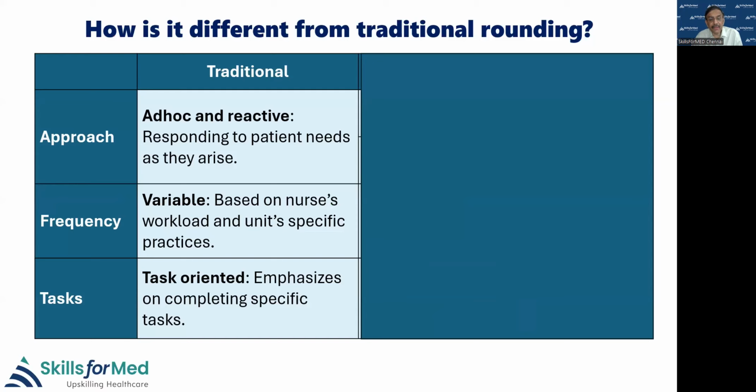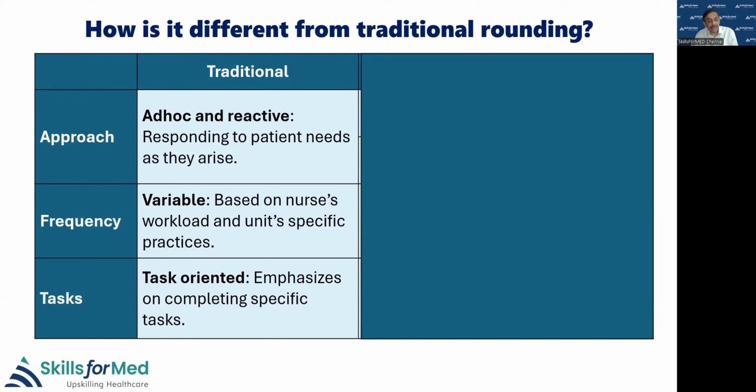Now, how is it different from traditional rounding? If you look at traditional rounding, it is ad hoc and reactive, that is, responding to the patient needs as and when they arise. There is no proper schedule, and therefore you do it whenever it is necessary, as quickly as possible. The frequency of the traditional rounds is variable based on the nurse's workload and the unit specific practices. So maybe you do a medication round once in a shift and then you go and do another round, or you just do one medication round and do the rounds only when the call bell rings. So it varies from hospital to hospital.